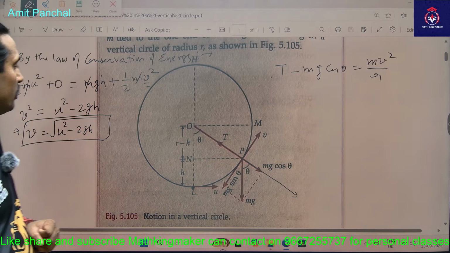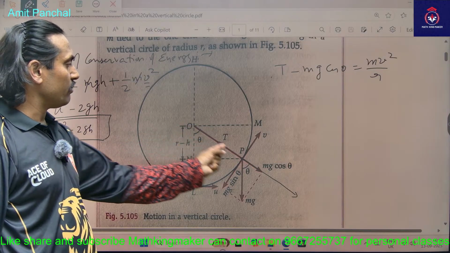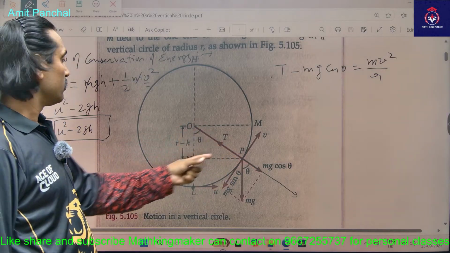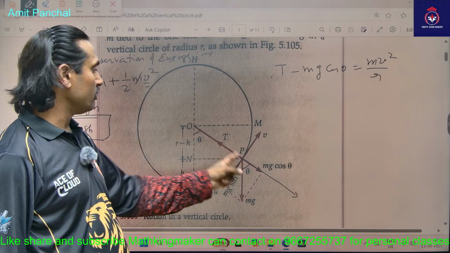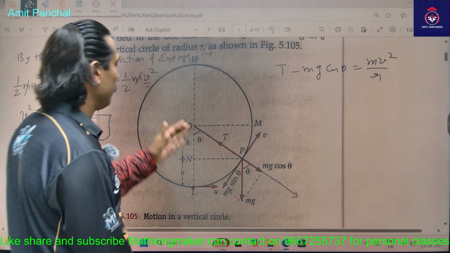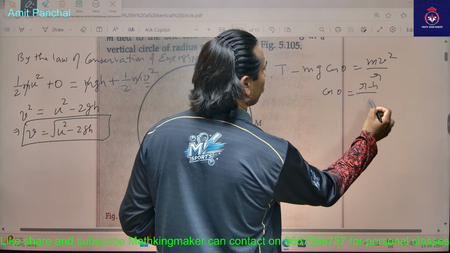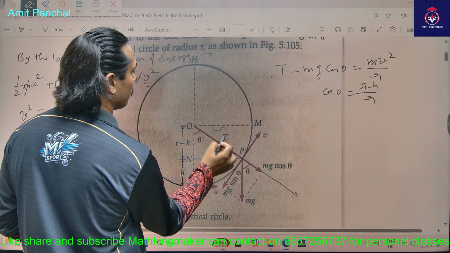Cos theta is how much? It is base upon hypotenuse. So that is r minus h upon r. So cos theta here will be (r minus h) by r, because this distance is r.